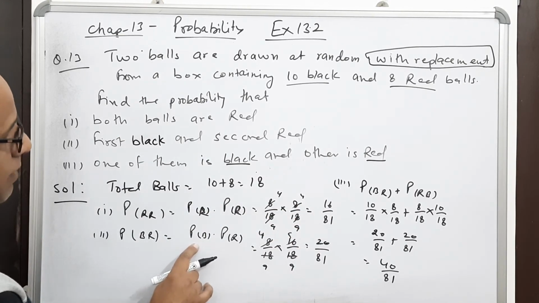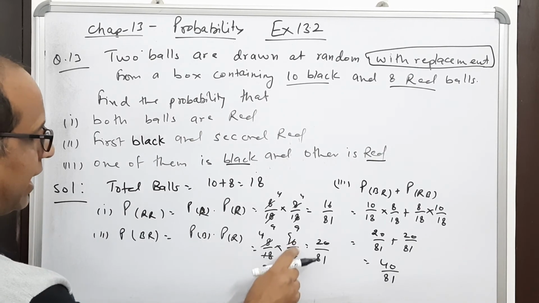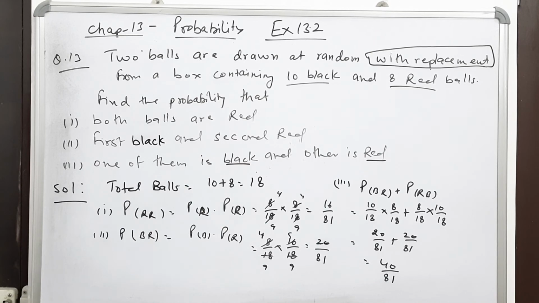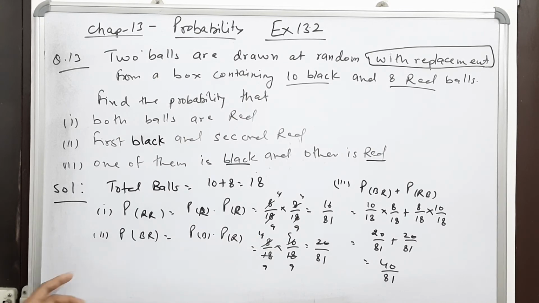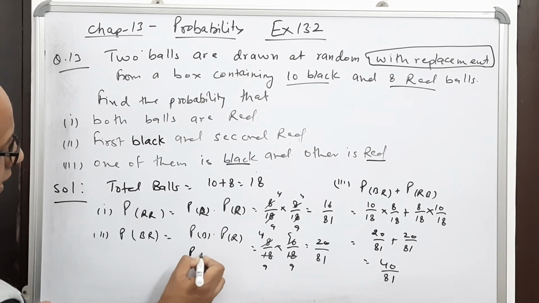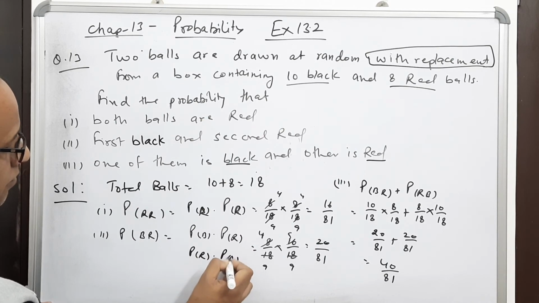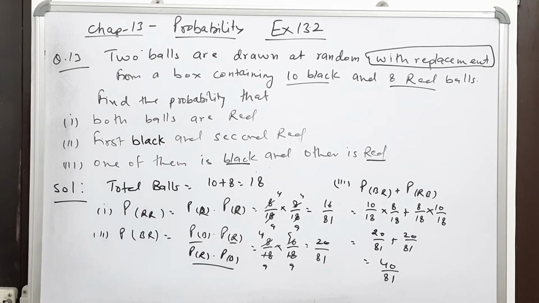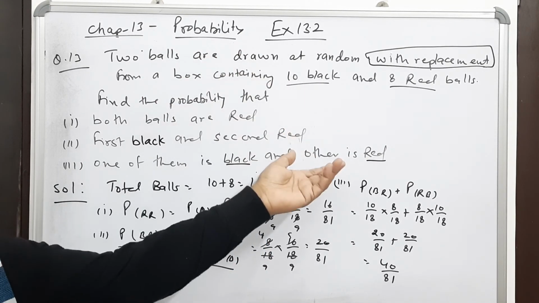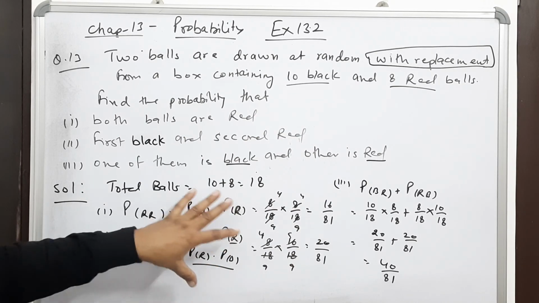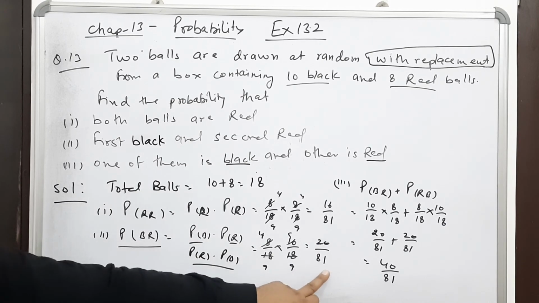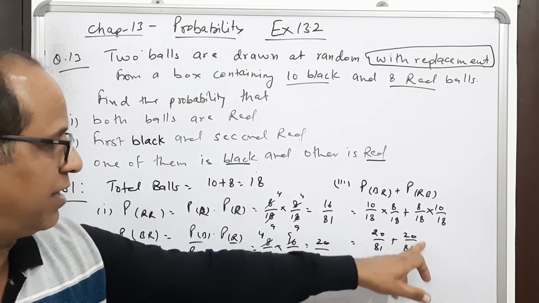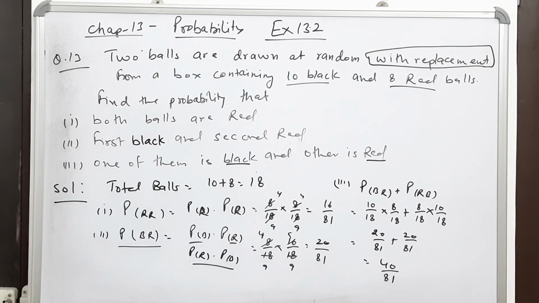Black, red: P(black) is 10 upon 18 and it is 8 upon 18. Same thing, it is 20 upon 81. Now here I am adding one more. This can be P(red, black) also, or P(black, red) also. This is the only part which I want to explain to you: when we replace the ball again, this becomes an independent event. Whether the first ball is black and the second red, or the first red and the second black, the probability will be the same. That's why it is 20 by 81 and 20 by 81. So the answer is 40 by 81.